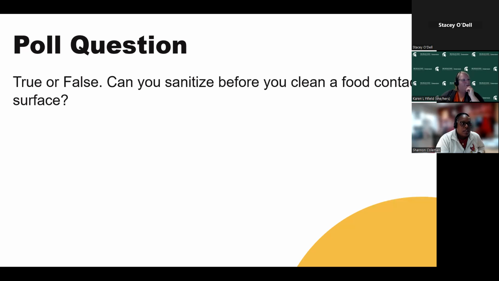Okay, so we have 25% say true and 75% say false, and the answer is false. Can you sanitize before you clean a food contact surface? Nope, we need to clean that surface first and then we sanitize with whatever's specific for our facility.